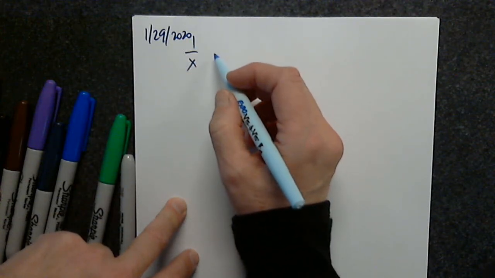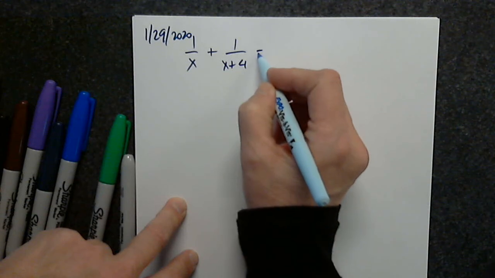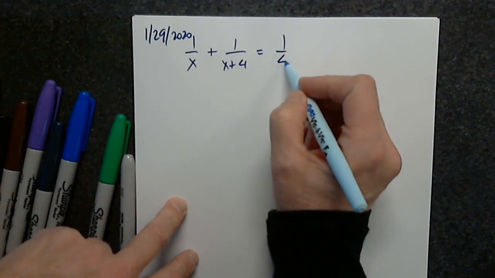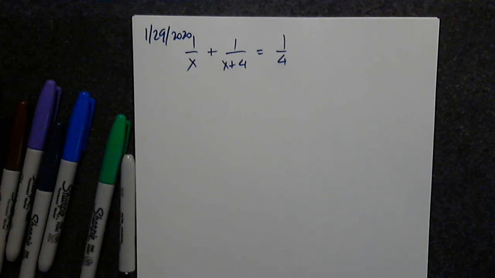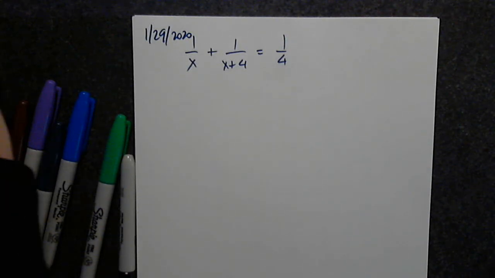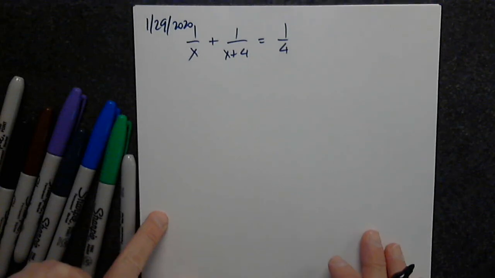1 over x plus 1 over x plus 4 equals 1 over 4. Good. Okay, so this is a rational equation, and we're trying to solve it. I'm going to use the method that I used last time. If you know a different method, you can use your method.